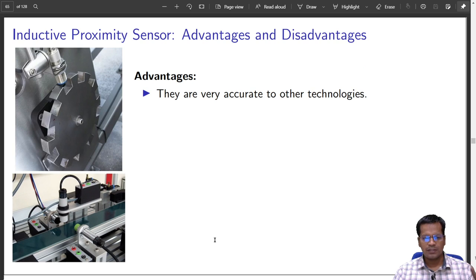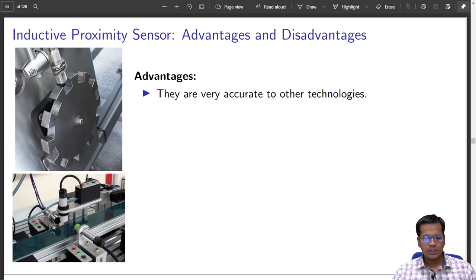Inductive proximity sensor, this type of sensor can be used the way it is shown here. This is just a flywheel which is rotating, and it has a slotted wheel, just like a rectangular gear sort of thing. Whenever the tooth comes near to the proximity sensor, it detects it as one. If you know the number of counts, how many teeth you have, you can detect what angle this shaft has turned. This is one way of detecting the RPM, the angular speed of this shaft. They are very, very accurate as compared to any other technologies.